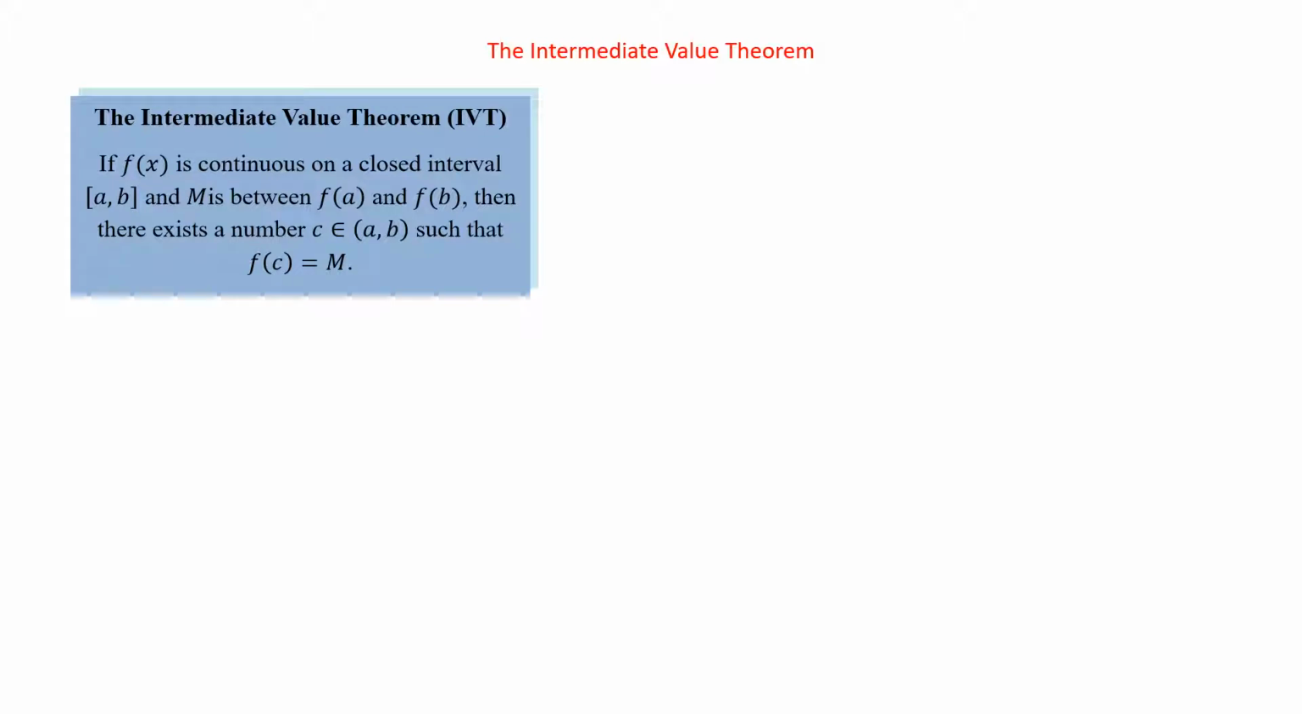So it says intermediate value theorem, which can be abbreviated IVT because it's used that much. It says if f of x is continuous on a closed interval AB, and M is between f of A and f of B, then there exists a number C in that interval such that f of C equals M. So what this says is it's continuous, so there's no weird breaks or anything like that.